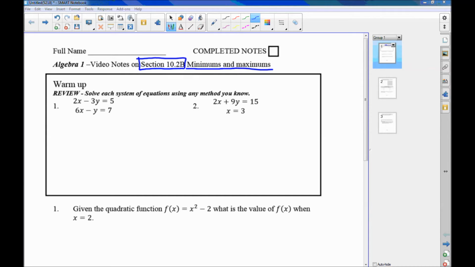Alright, so warm up, review. This is an old review. Solve each system of equations using any method you want. And our exam is coming up soon, so we want to make sure we're starting to practice some of these things we learned earlier in the year.